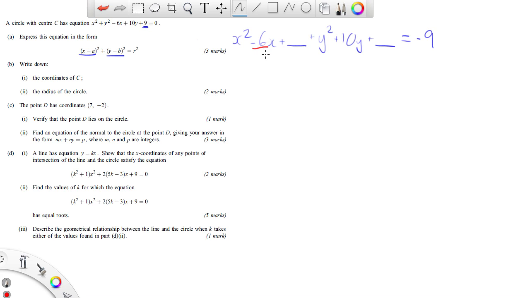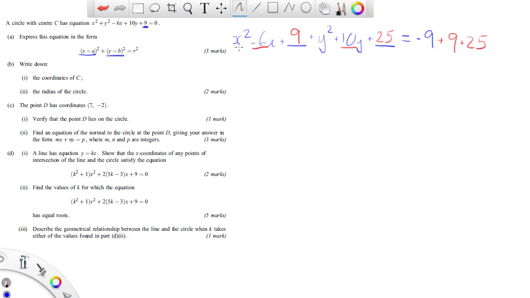Remember, we have to take this b value, divide by 2. So in this case, it's going to be -3, and square it. So we're going to get 9. Now, as this is an equation, if I add 9 to the left side, I have to add 9 to the right side as well. Here we have 10. 10 divided by 2 is 5. 5 squared is 25. And again, I'm going to add 25 to keep things nice and balanced.